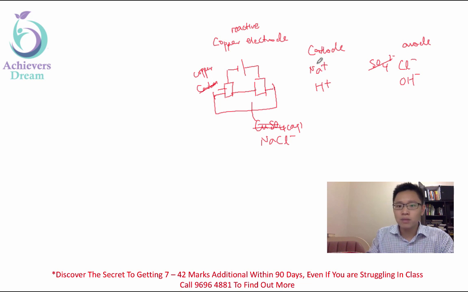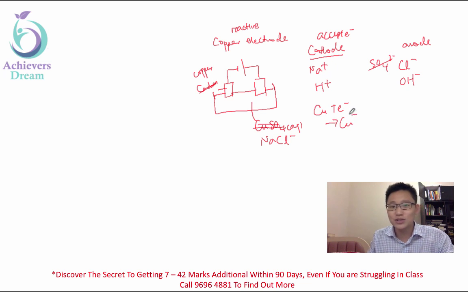Just know that at the cathode, this reactive electrode will not have any reaction, because at the cathode you have to accept electrons. Make sense? But copper, being a metal, cannot accept electrons because you cannot form Cu-. There's no such thing. There's only Cu2+. Metals can only form cations, they cannot form anions. Cations are positive ions, anions are negative ions.